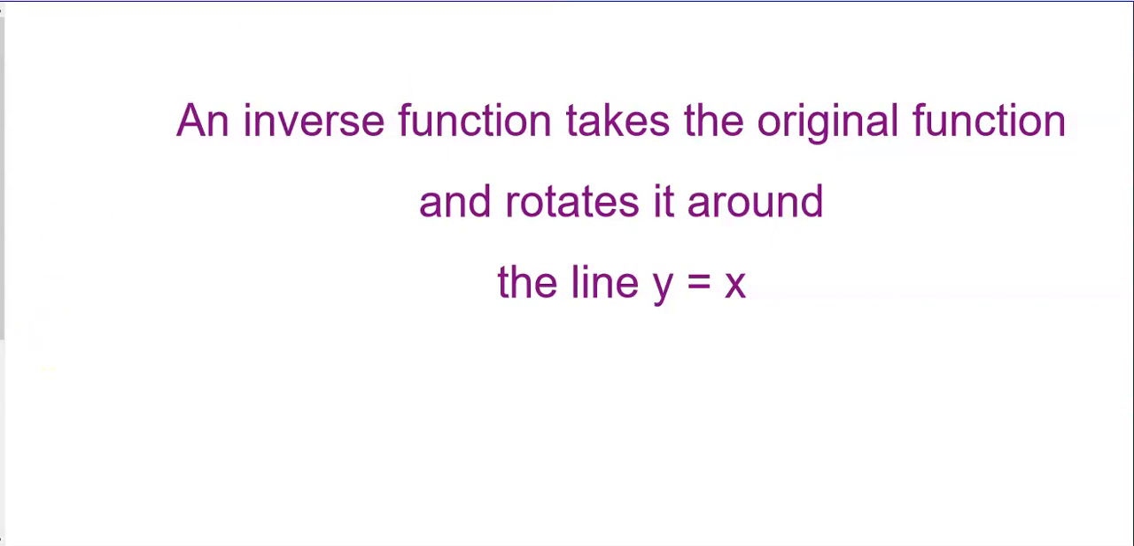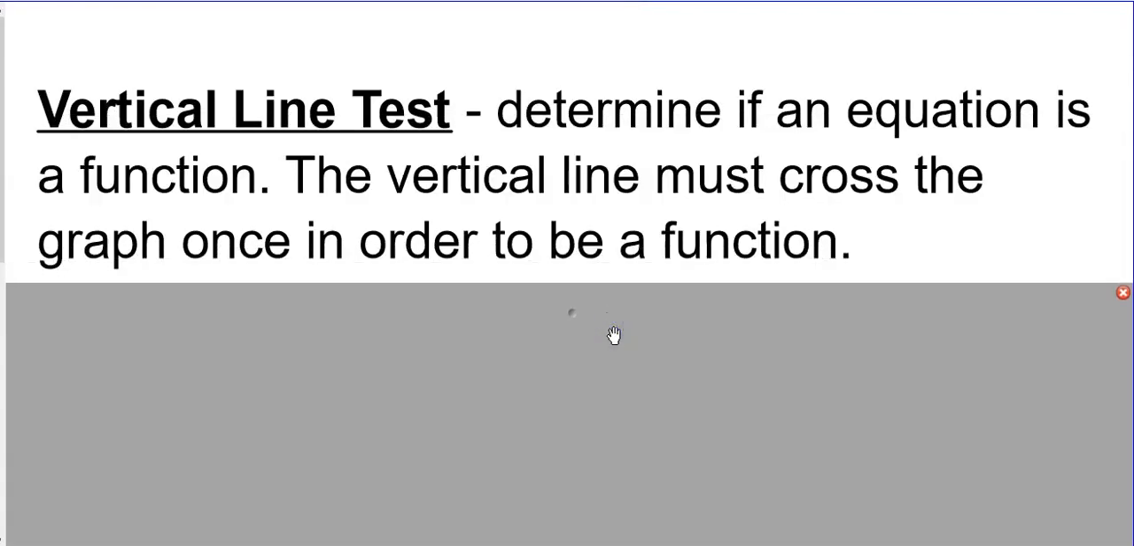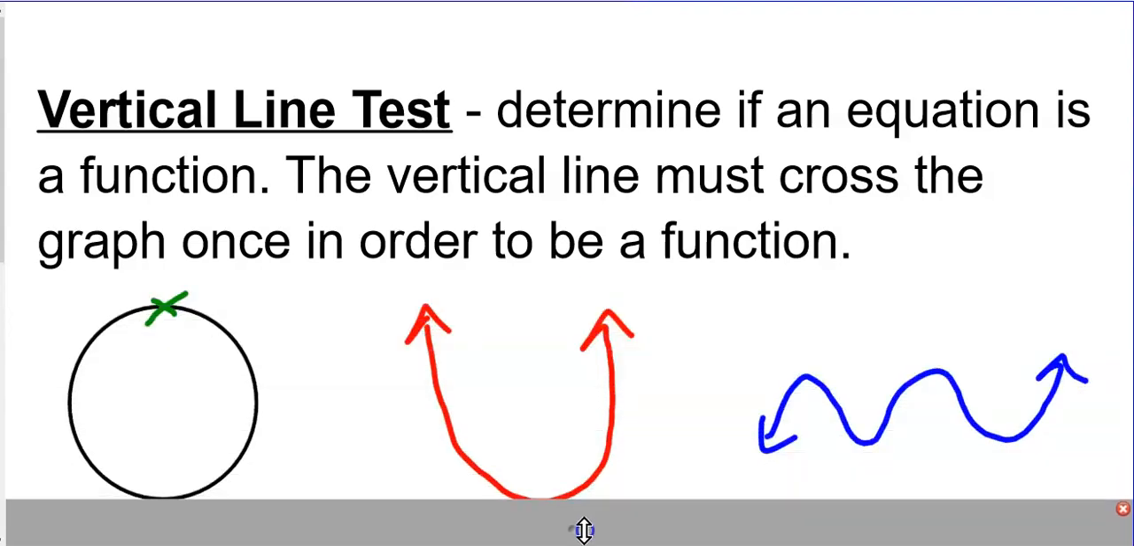Before we move into the actual work, we're going to talk about what the definition is, or how we can tell that an equation really is a function. Here we have a thing called the vertical line test. This determines if an equation is a function. The way to figure it out is we draw a vertical line, and that line must cross the graph at one point only. Only one, not multiple places. So let's take a look at an example here, and I'll give you a chance to write this down.